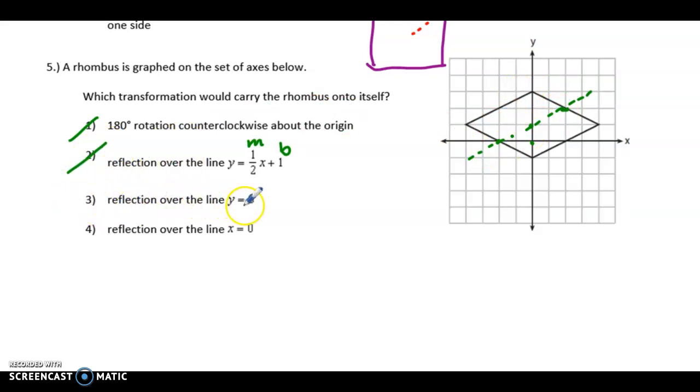A reflection over y equals 0. Y equals 0 would be right here. If I reflect over that, does this half lie on top of that half? Yes, it does. Okay, so that one's choice 3. This one, x equals 0, would be here, and that would not be a line of symmetry. Right, that's it for that one.